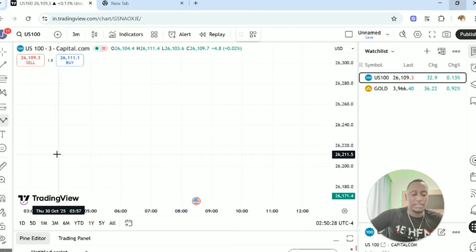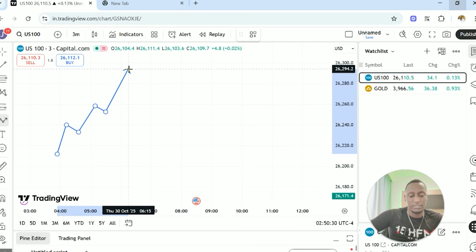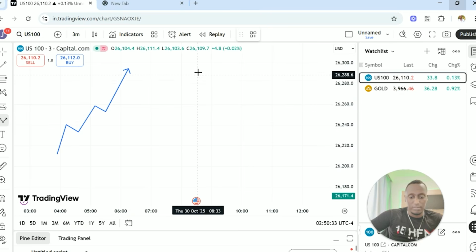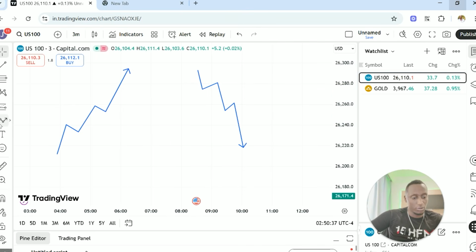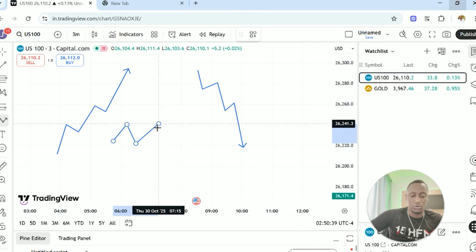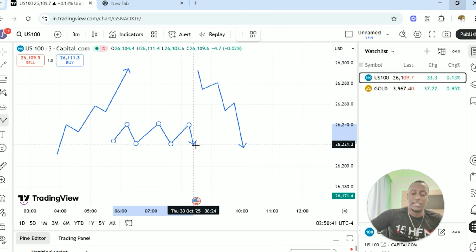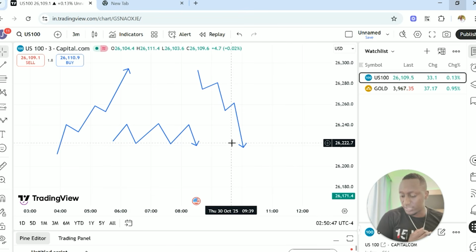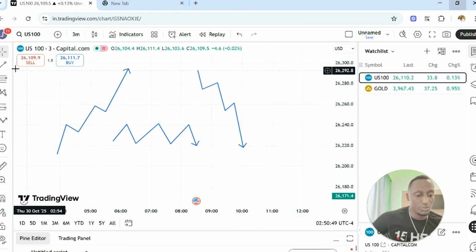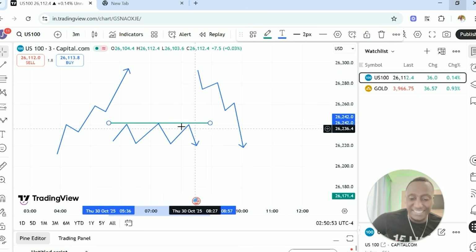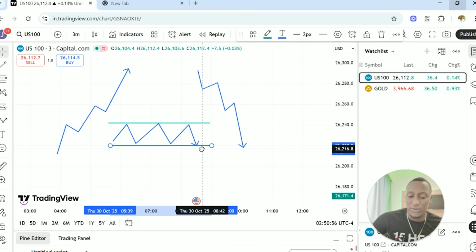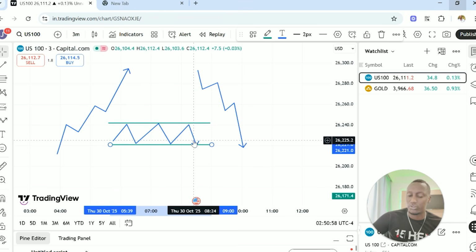Markets will either trend upwards, trend downwards, or consolidate, which means just moving sideways. What is support and resistance? When the market is moving sideways, it reaches a certain point where it cannot go further than that, either to the upside or to the downside.